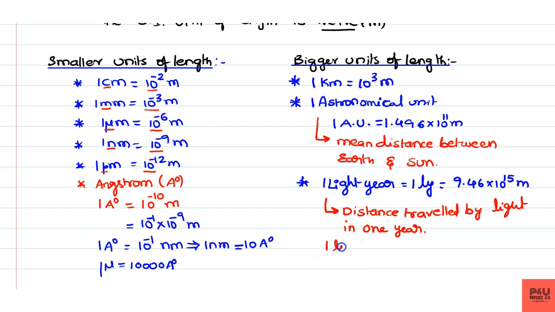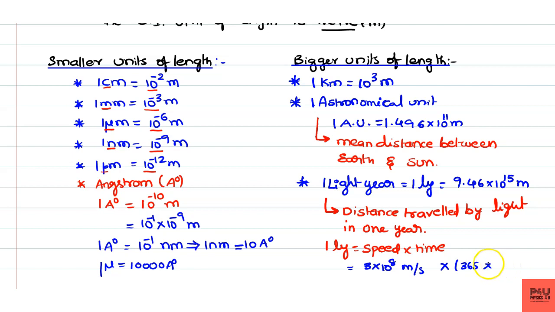So already I told you 1 light year is a distance. We know that distance is equal to speed into time. Speed of light, if I take in meters per second, is 3 into 10 power 8 meters per second, into time, 1 year. 1 year consists of 365 days.